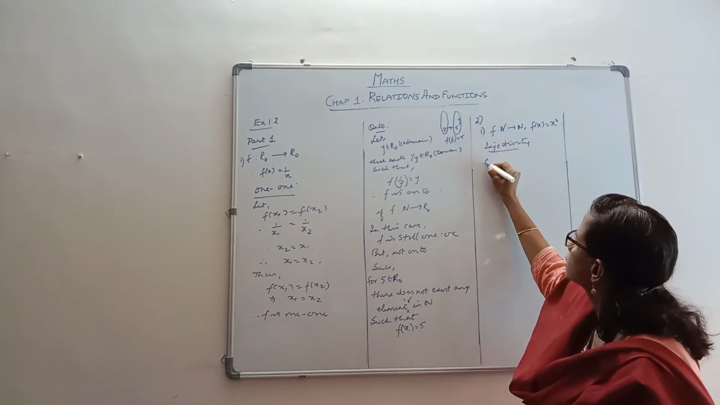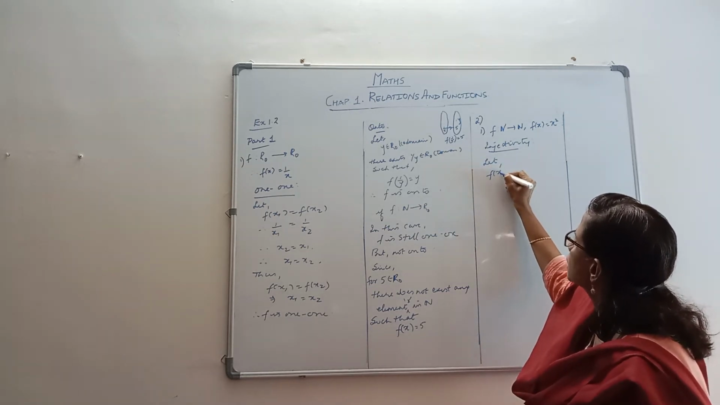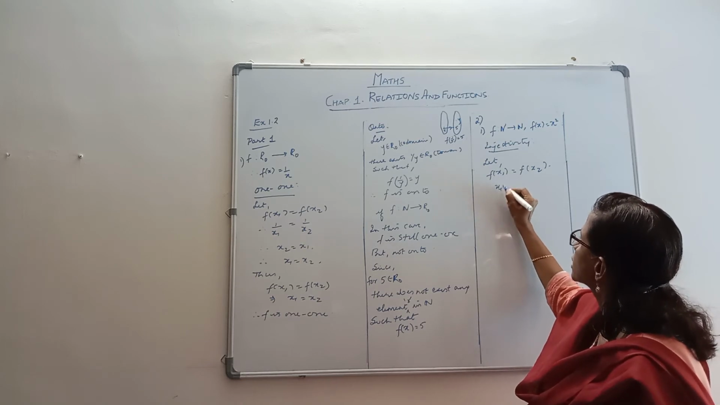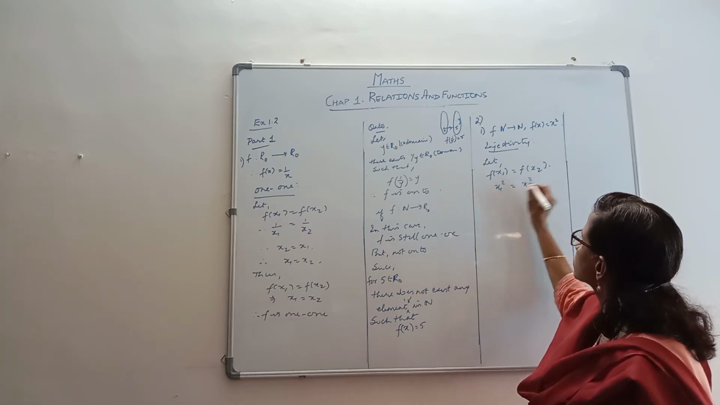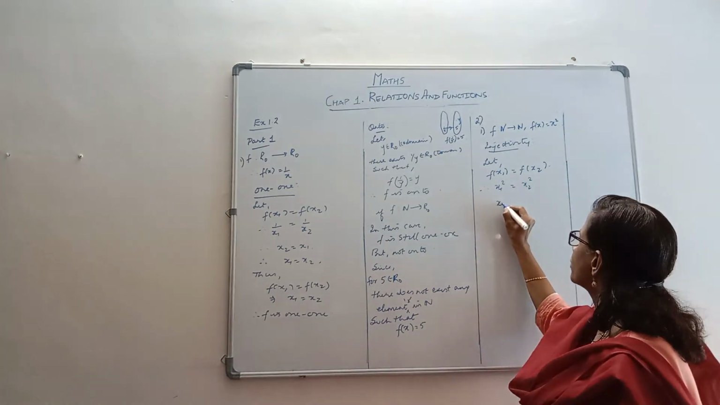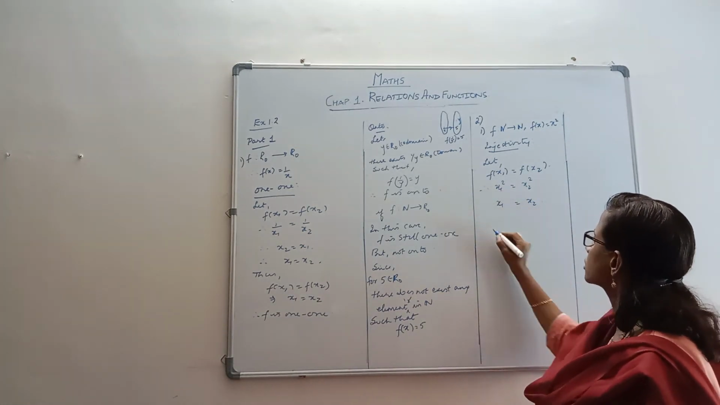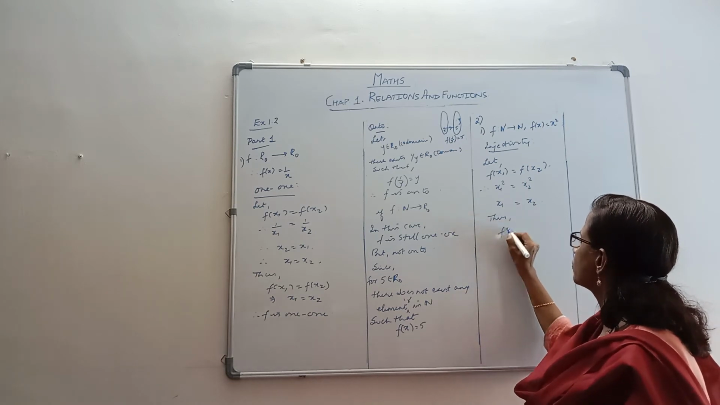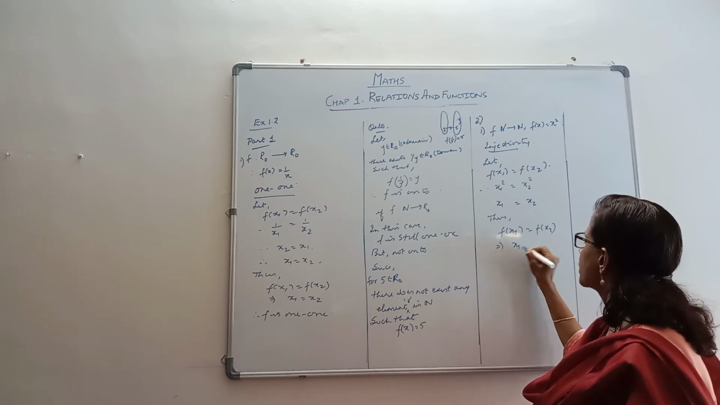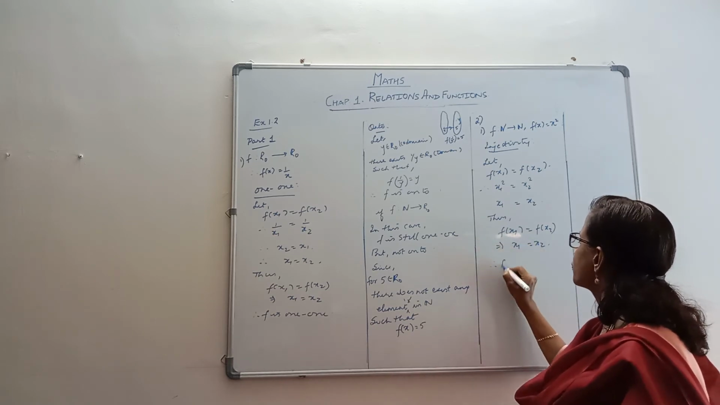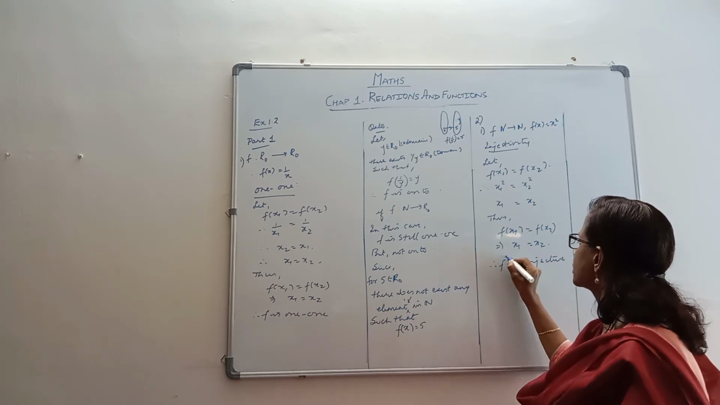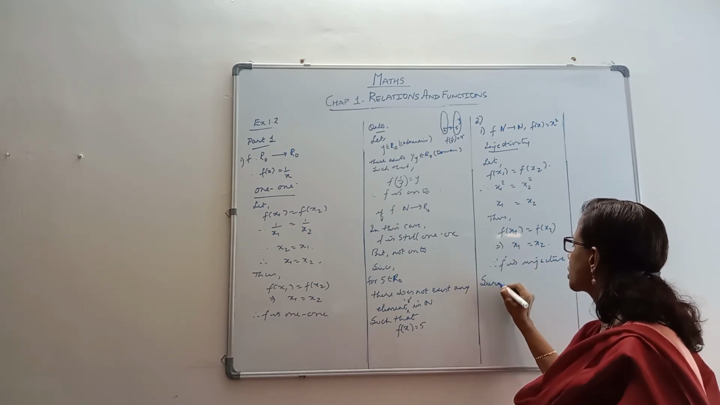Let f of x1 be equal to f of x2. So by definition, x1 squared equals x2 squared. Let's take the root on both sides, right? So you'll have x1 equal to x2. So what happened? Starting with f of x1 equal to f of x2, we are able to get x1 equal to x2. So f is injective, right? Then we'll check for surjectivity.